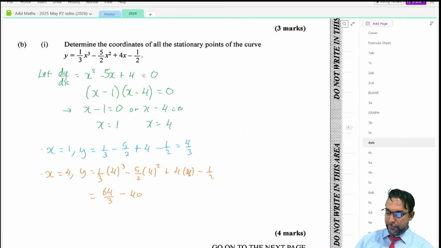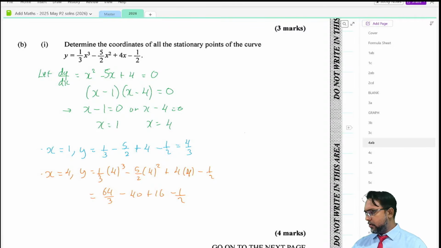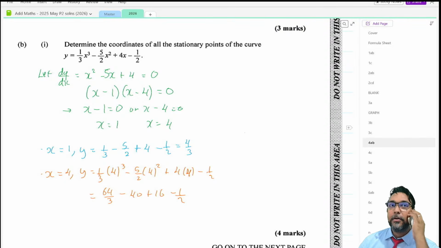4 by plain old 4 is 16. And then this minus a half, bring up right here. That's minus 24. That's minus 72. That's minus 8 over 3, which is minus 16 over 6, minus 3 over 6. I lost count. What was that? Minus 16 over 6?